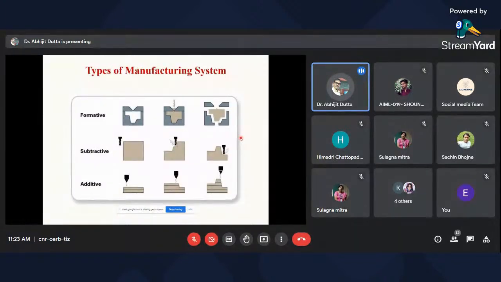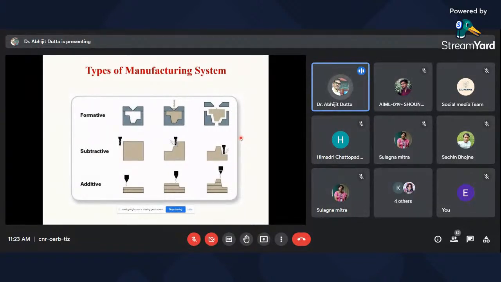Now regarding the manufacturing system, there are 3 distinct types: formative, subtractive, and additive. In the formative manufacturing system, the molten metal is poured into a particular cavity as per our desired shape, and we allow it to solidify. After some time, when it solidifies, it will take the required shape. Injection molding is a very good example of the formative manufacturing system. In the ornaments industry, formative manufacturing processes are widely used.